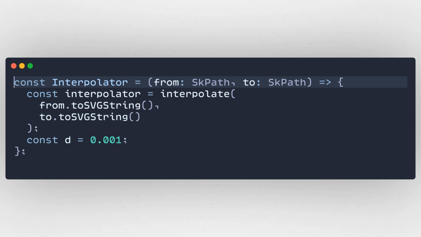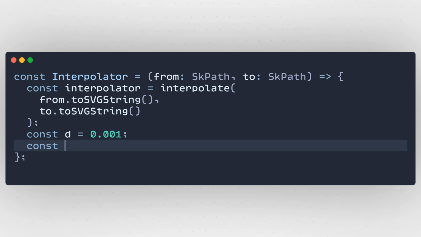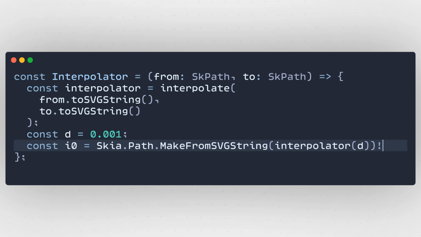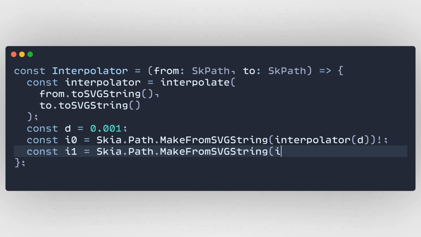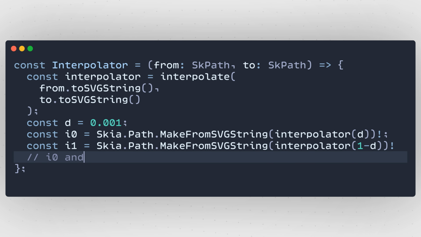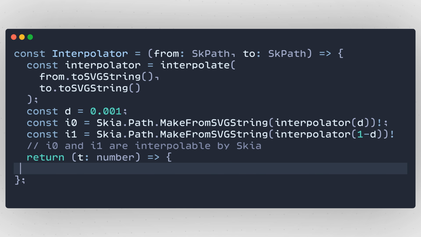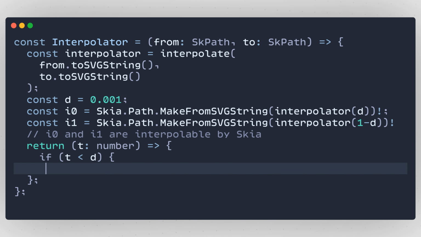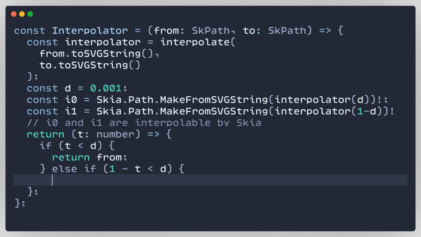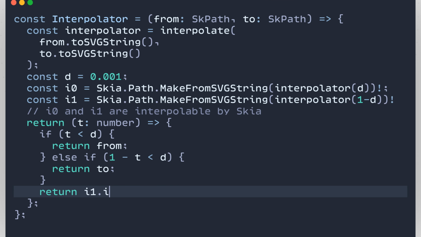We have a Skia path for the source and the destination. Now we create two more Skia paths: one if t is close to 0 and one if t is close to 1. And we know that these two paths can be interpolated natively from Skia. So if t is between t close to 0 and t close to 1, we return a Skia path interpolation. Isn't that cool? Now let's look at animating the circle.